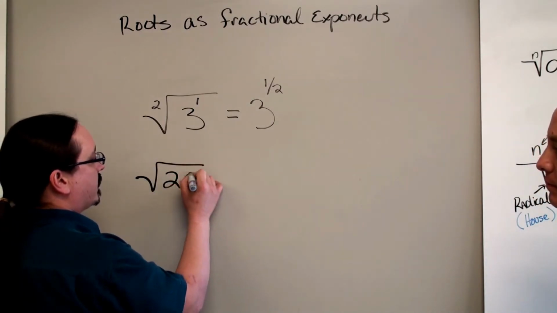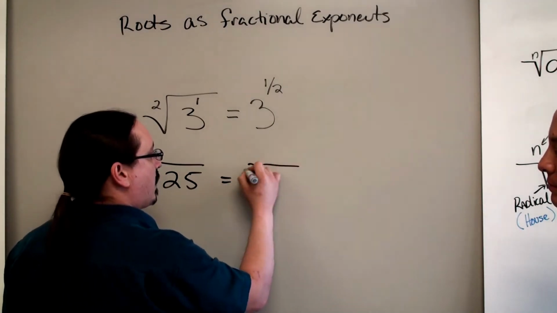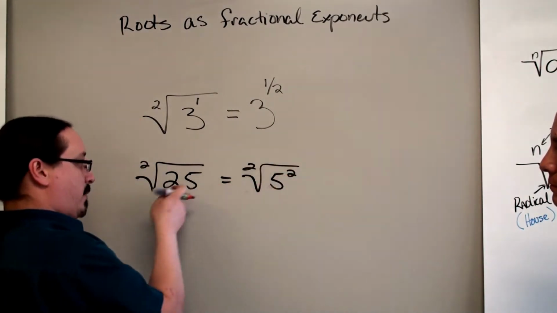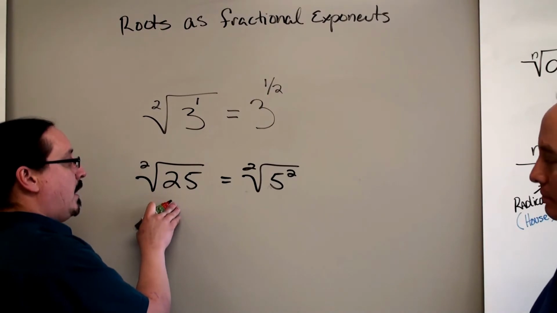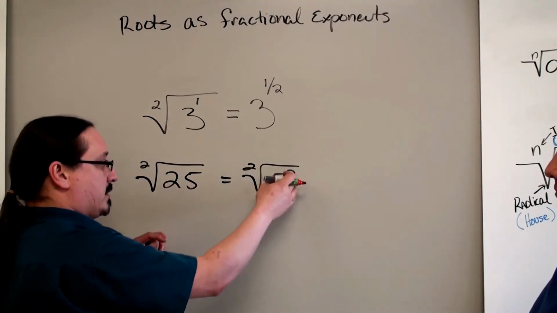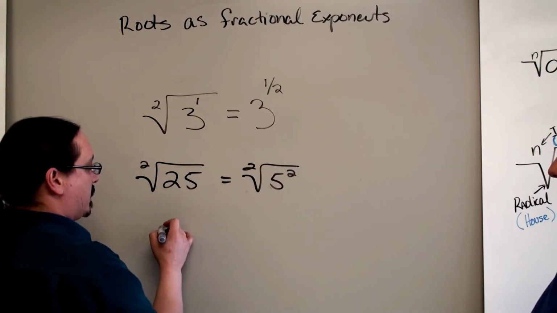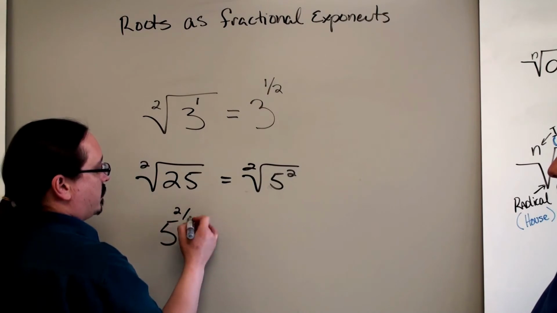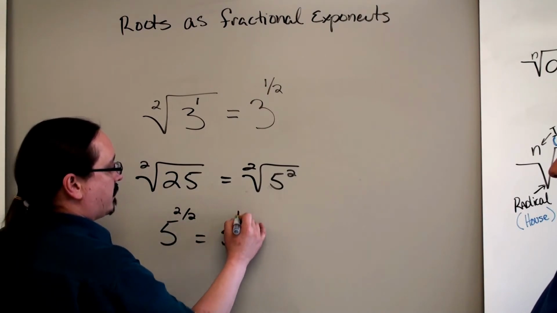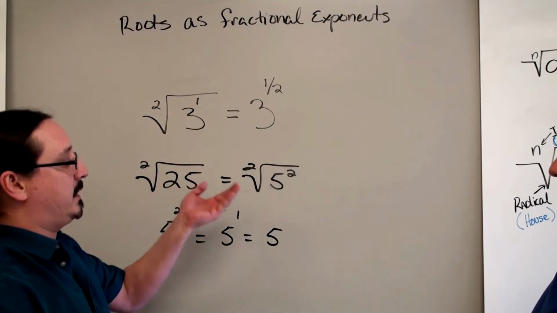Square root of 25. Again, let's look at this as the square root of 5 squared being 25. And since we're dealing with square roots and perfect squares, these are always going to cancel themselves out, divide out. So this is 5 to the 2 halves, which is 5 to the first, which is just 5. And in fact, the square root of 25 is 5.